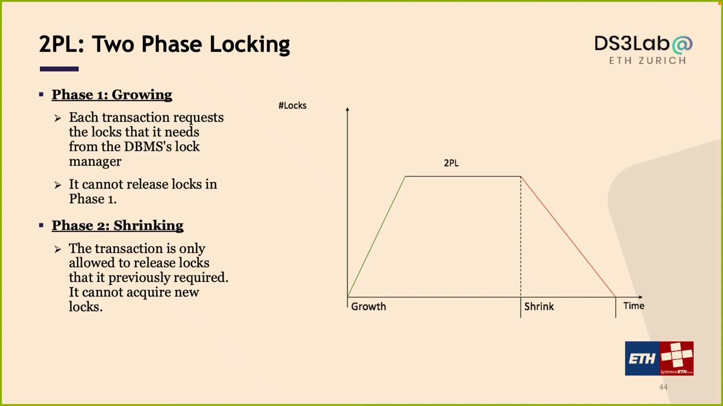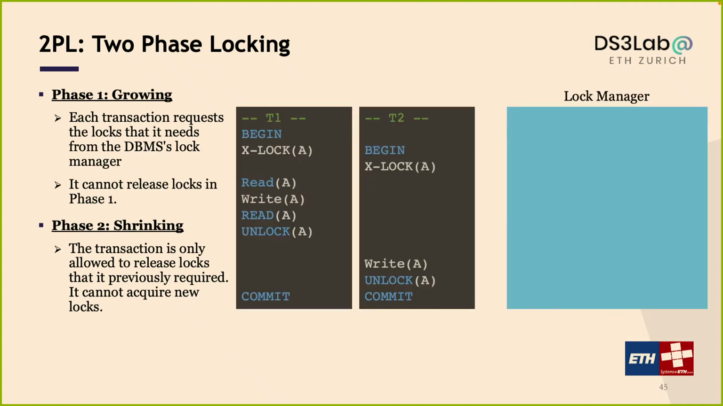If you think about the number of locks a transaction is going to hold, it's going to look like this. The x-axis is time. The y-axis is the number of locks the transaction is holding. It's going to grow, and it can acquire more and more locks, do whatever, and release them. Okay? If you have this schedule, you're actually following this two-phase locking schedule.